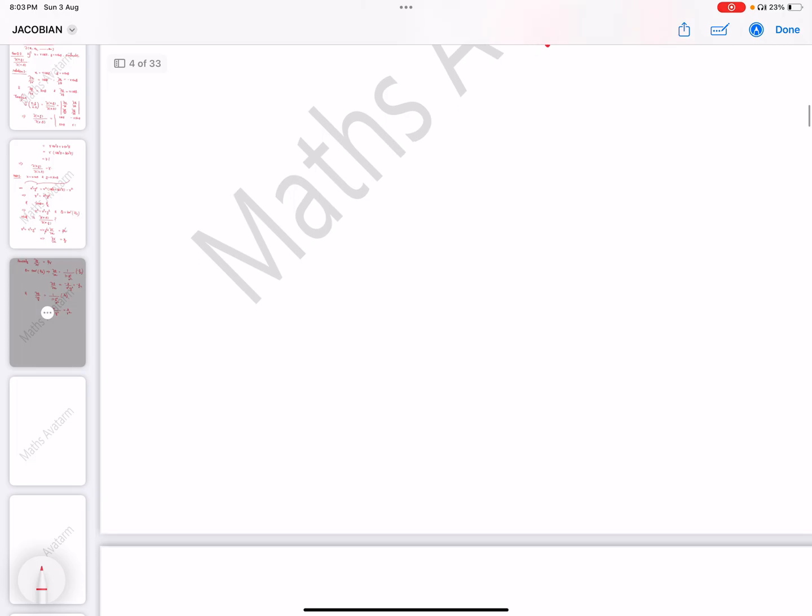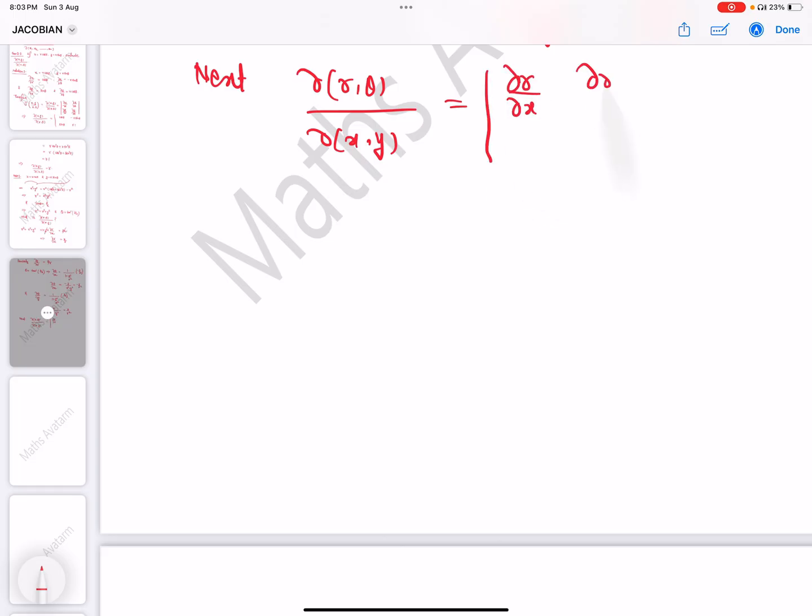Okay. Now next, what is del(r, theta) upon del(x, y)? What is that? Del r upon del x, del r upon del y, del theta upon del x, del theta upon del y.